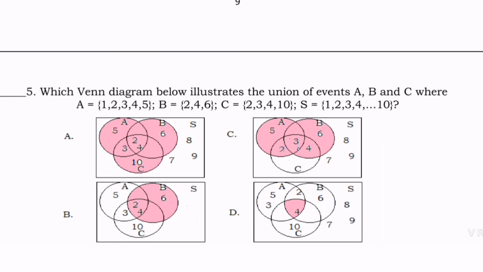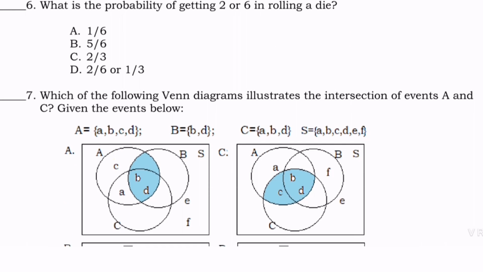Number 5. Which Venn diagram below illustrates the union of A, B, and C, where A is 1, 2, 3, 4, 5, B is 2, 4, and 6, C is 2, 3, 4, and 10, and the sample space is 1, 2, 3, 4 to 10? The answer is A. Number 6. What is the probability of getting 2 or 6 in rolling a die? The answer is D.